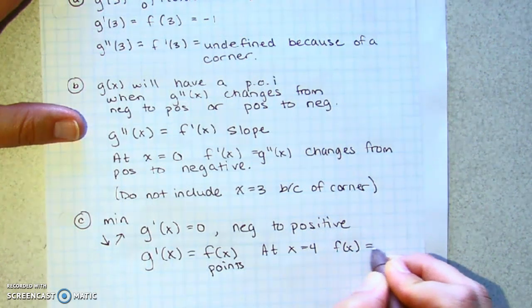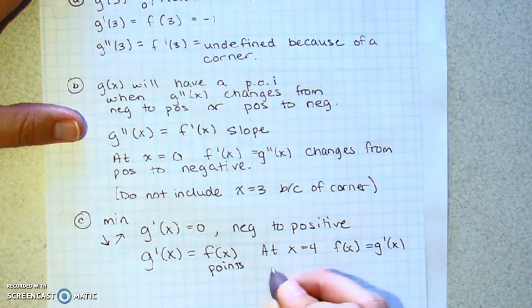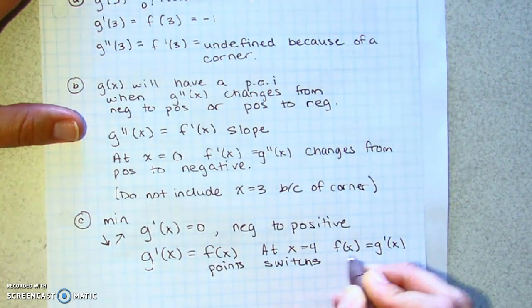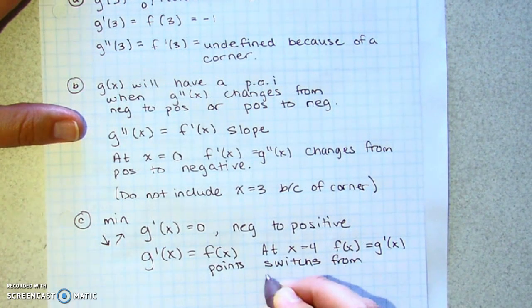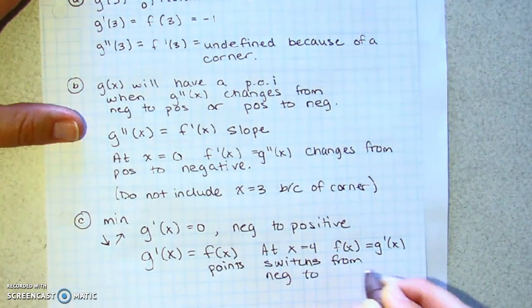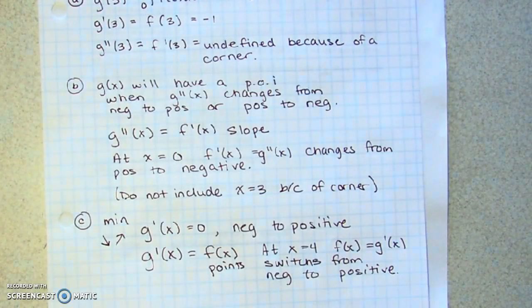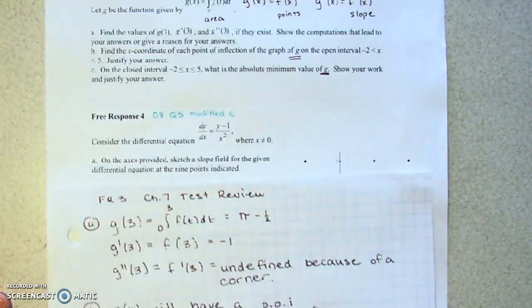F of x equals G prime of x switches from negative to positive. Okay, that's really quick. You would have 15 minutes to complete that, and we just did it really quick.